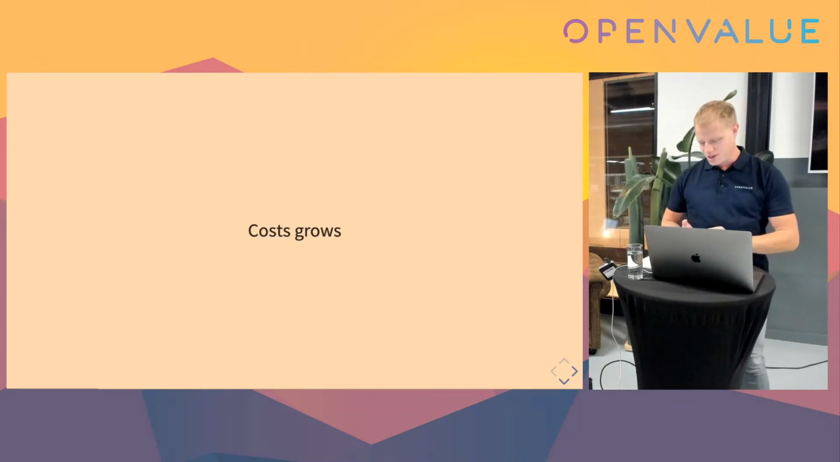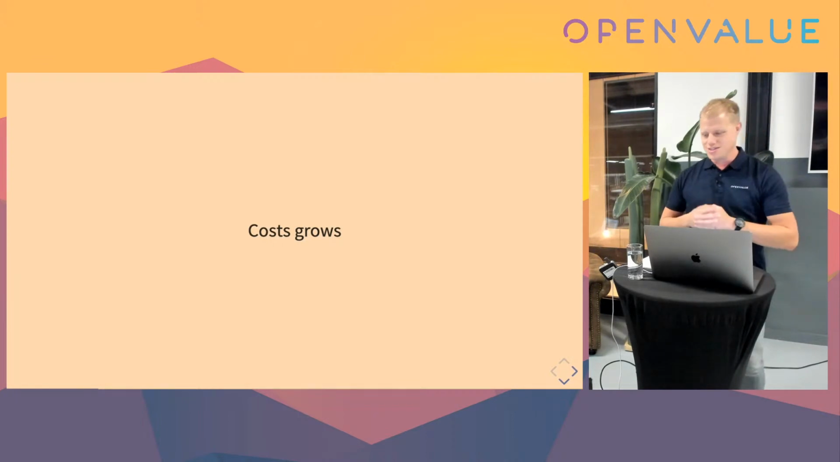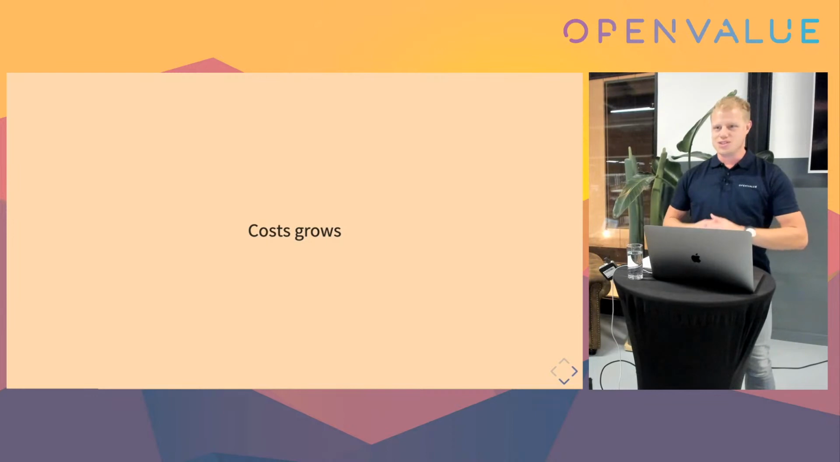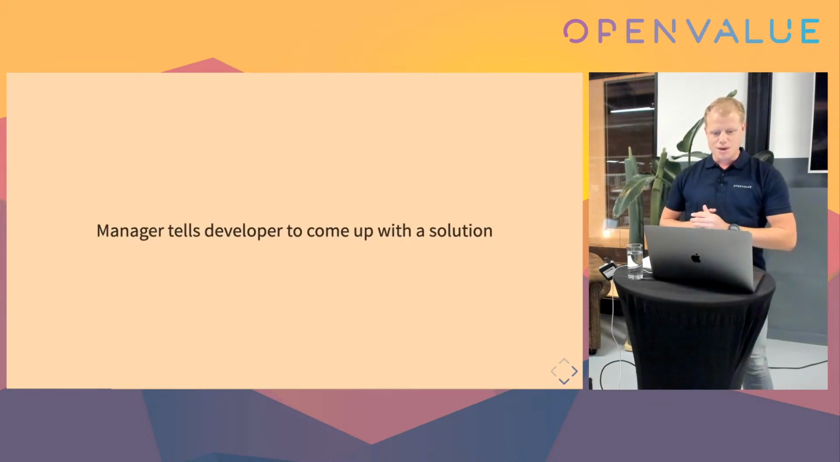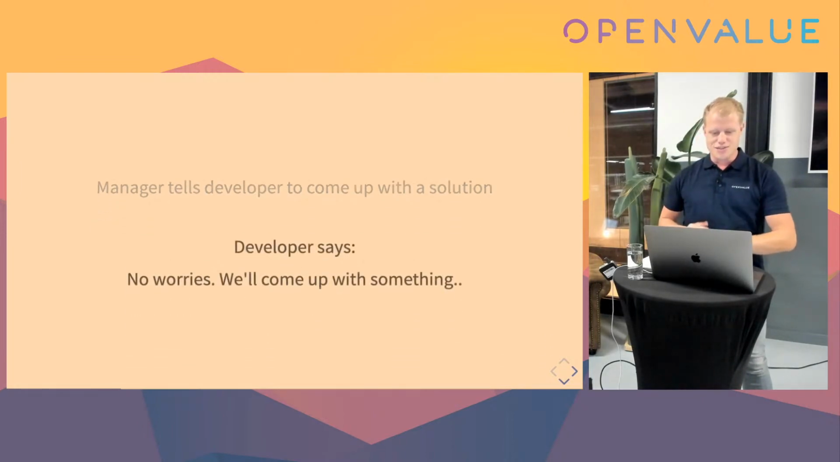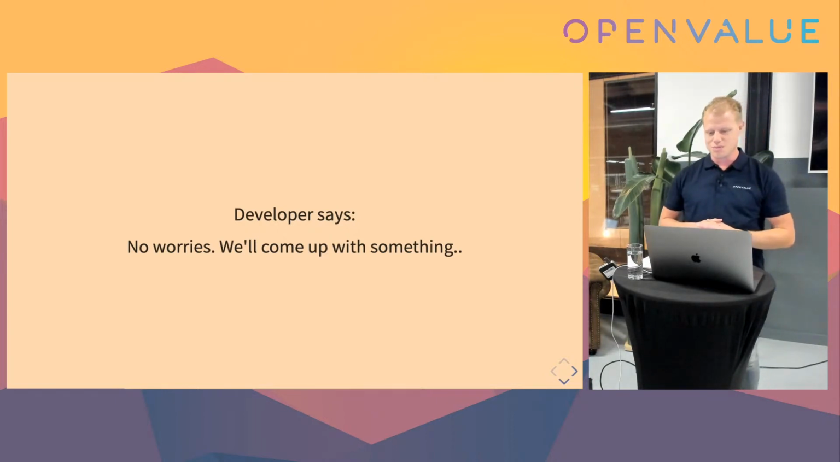And usually my experience is that the manager at the company, who's mainly looking at the Excel sheet, is basically seeing that, hey, it's getting too expensive. It slows us really down, right? We have so much duplication and maintenance that it will really hurt us to be competitive in the market. So what will happen? The manager tells the developer to come up with a solution, and the developer, of course, as how it goes, says, hey, no worries, we'll come up with something.